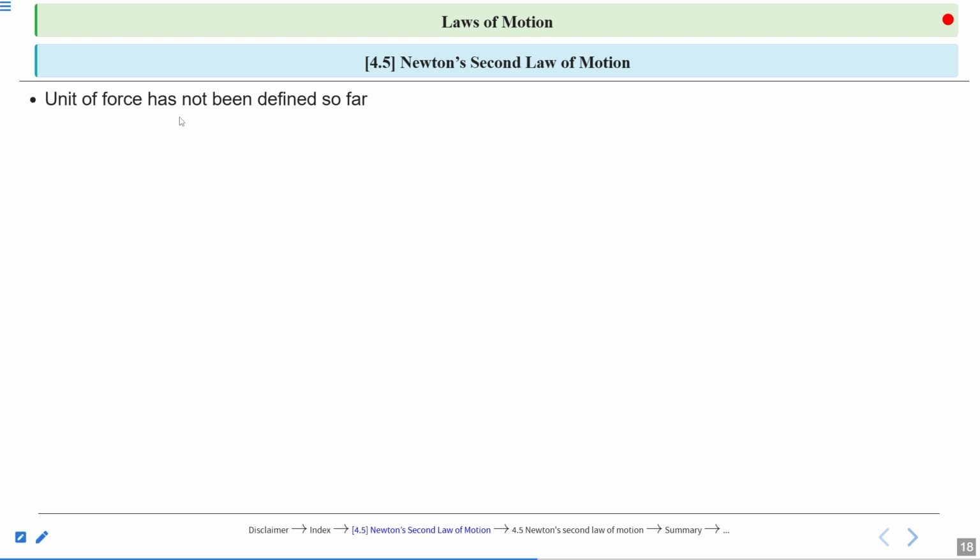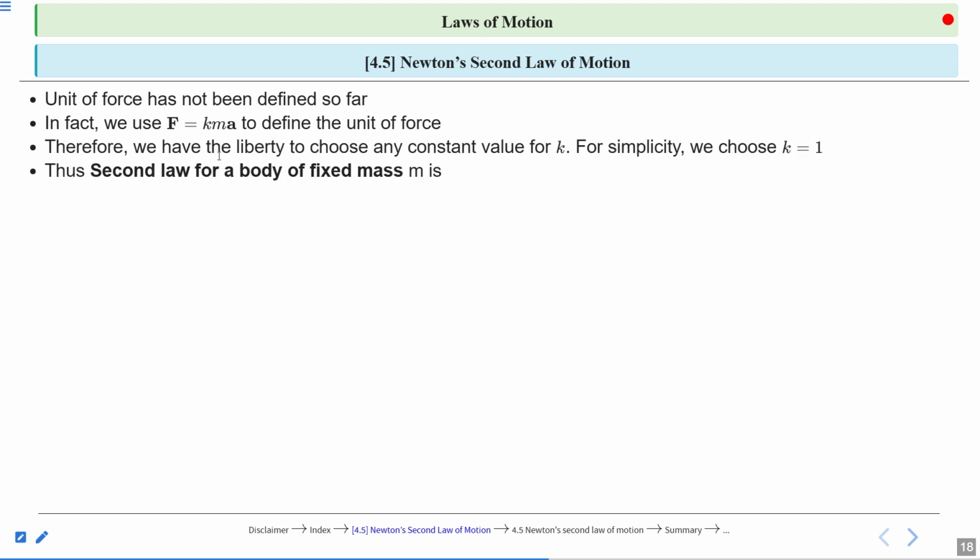Unit of force has not been defined so far. In fact, we use F is equal to kma to define the unit of force. Therefore, we have the liberty to choose any constant value for k. For simplicity, we choose k is equal to 1. So when we choose k is equal to 1, the second law of motion becomes F is equal to ma.